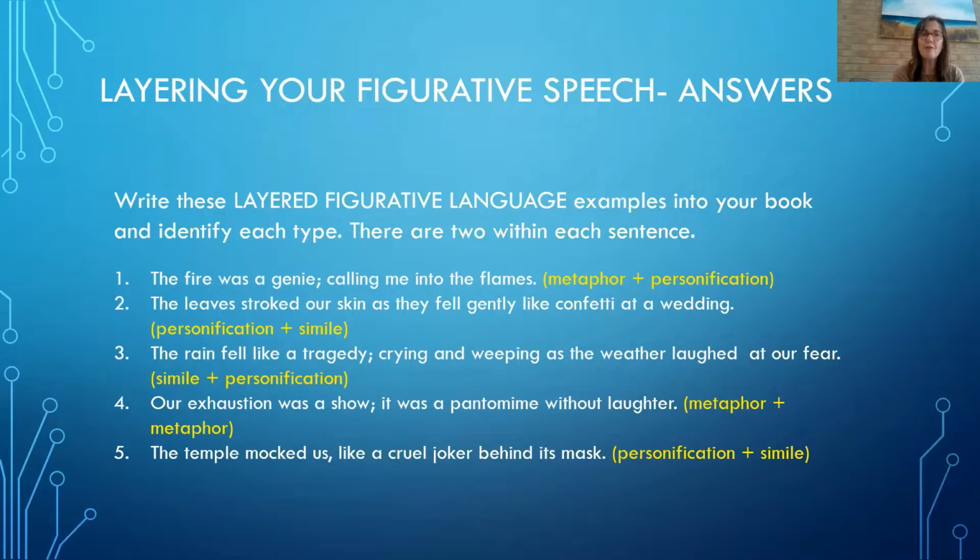The leaves stroked our skin. That's personification, isn't it? Because leaves don't stroke, people do. As they fell gently like confetti at a wedding. It uses the word like, so that's a simile. Did you spot it? The rain fell like a tragedy. Like, it's a simile. Crying and weeping as the weather laughed at our fear. Does rain cry, weep and laugh? No, so it's personification.